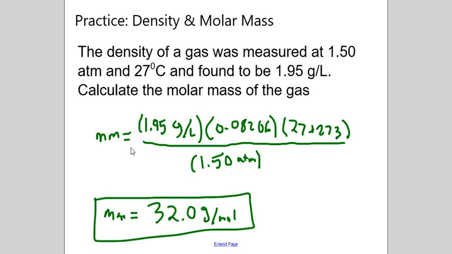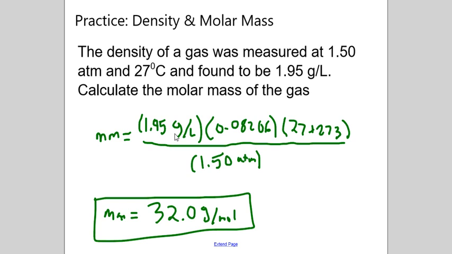Okay, so practice problems using density. We know the density of the gas was measured at 1.5 atm and 27 degrees Celsius, and it's found to be 1.95 grams per liter. So calculate the molar mass.